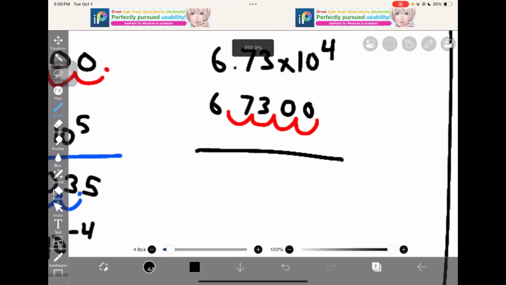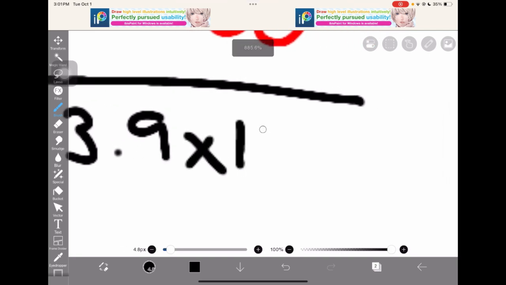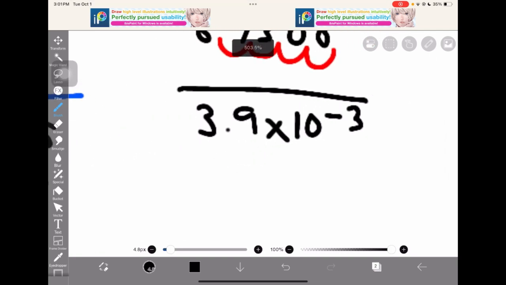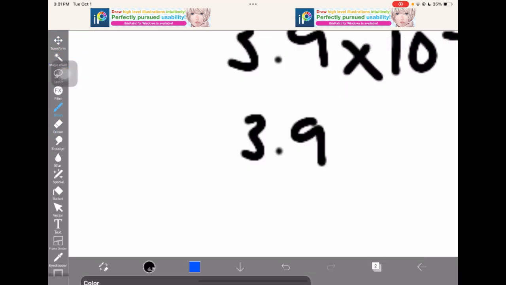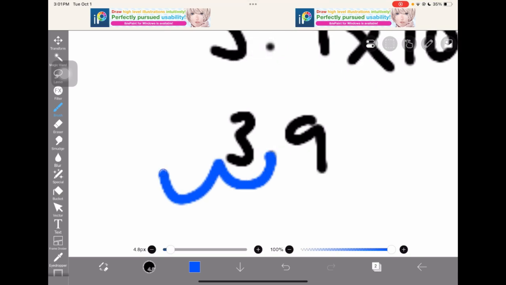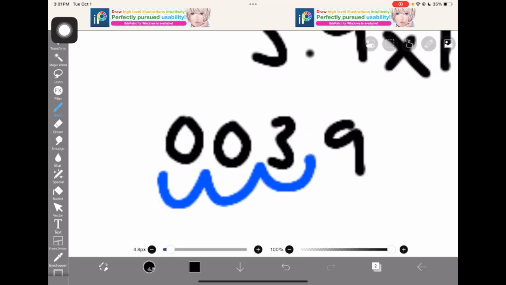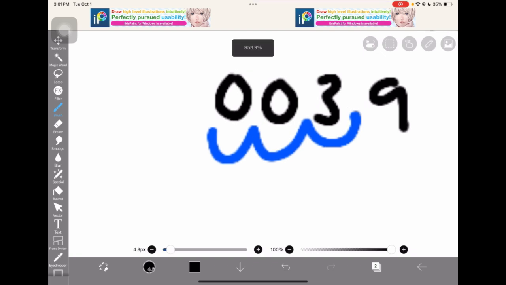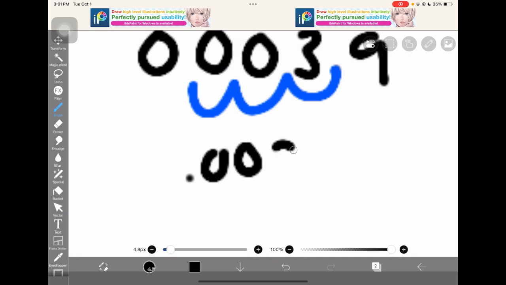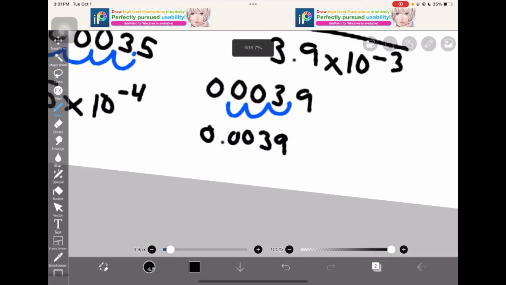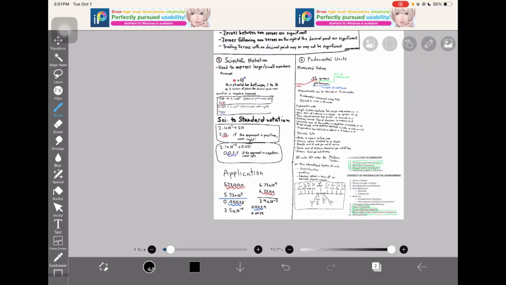Meanwhile, if it's a negative exponent, let's try 3.9 times 10 raised to negative, let's try 3. So once again, we put 3.9, and then this time we move it to the left. So we put 1, 2, 3. Then we put it here and here. And then make sure to put another 0 here because it will just be 0.0039. So that's how you convert from scientific to standard and vice versa.